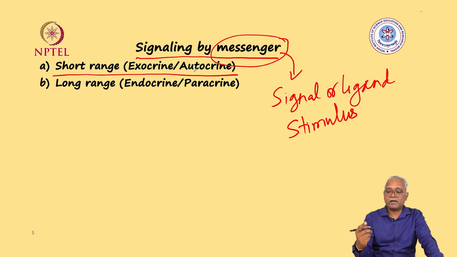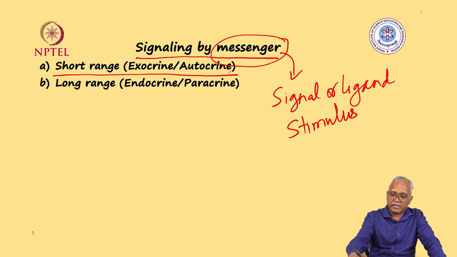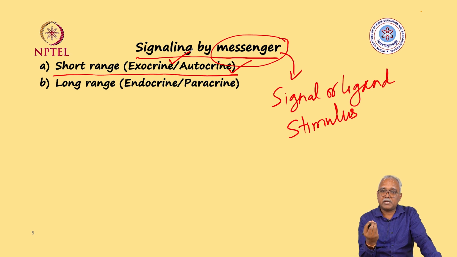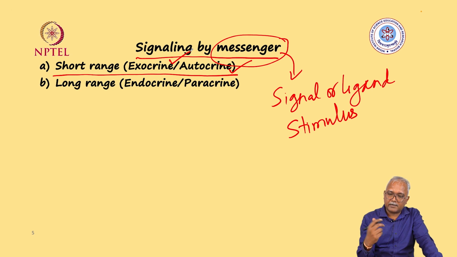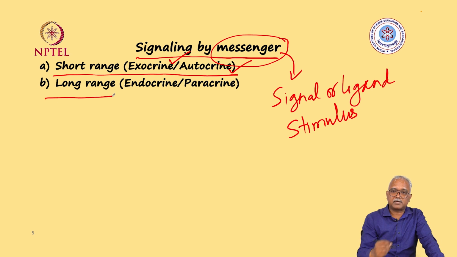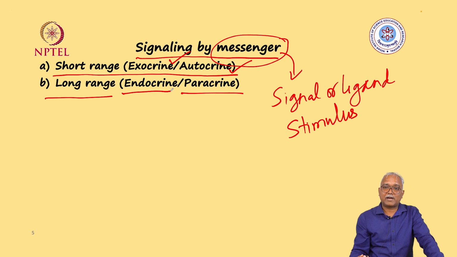Rather, I should say, when the signal or the messenger travels a short distance, it is an example of short range signaling, which is often seen in autocrine signaling or in exocrine signaling. If you remember, your exocrine glands produce secretion and locally deposit that secretion. The cells around that area respond to that. The other way is where the messenger travels a long distance, and we see this long range signaling as exemplified in paracrine signaling, which is also a classic example of how the endocrine system works.